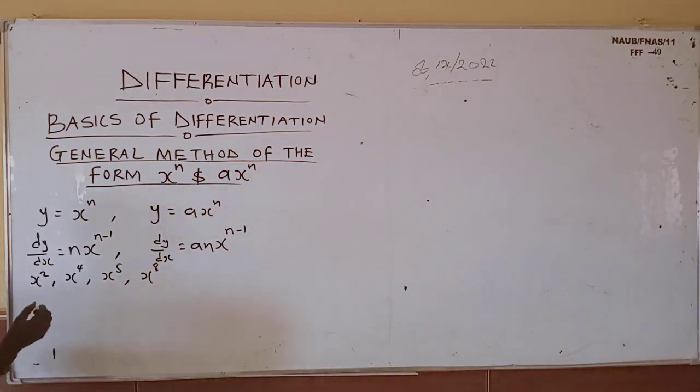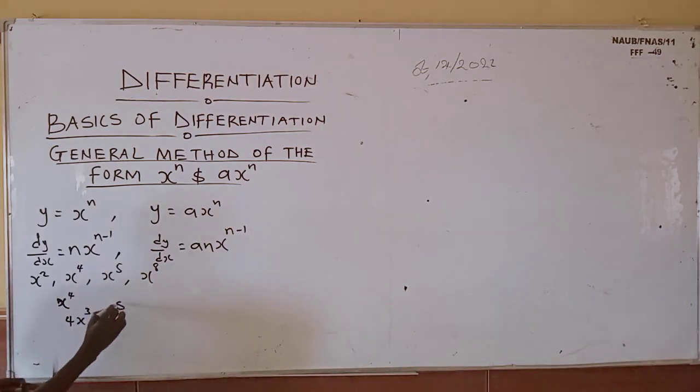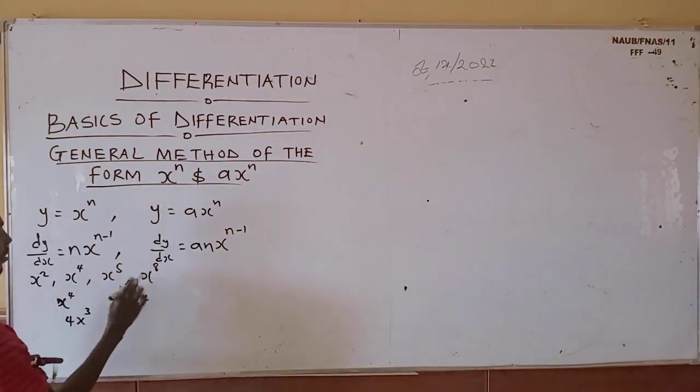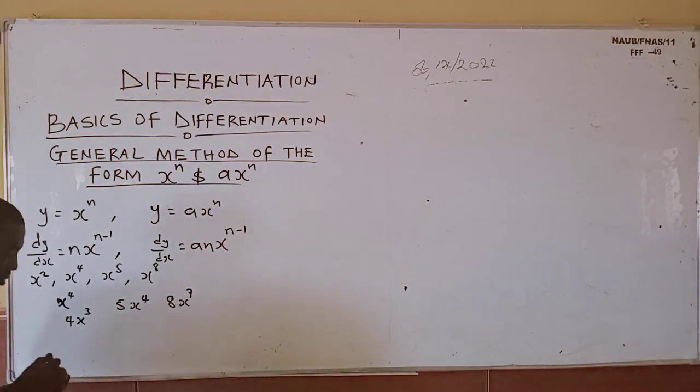So if you are to differentiate x to the power of 4 now, if you are to differentiate that, what are we going to have? We are going to have, bring the 4 to the front, 4x, subtract 1 from 4, you are going to have 3. Let's differentiate this. Bring 5 to the front, we are going to have 5x, subtract 1, we are going to have 4. Let's solve this. 8 will come to the front, we have 8x to the power of what? 7. So this is how we go about all this.